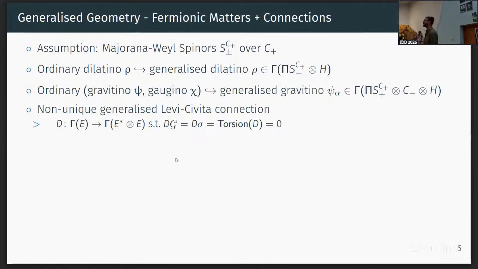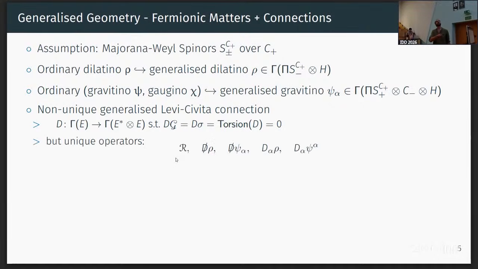And by a relatively straightforward counting argument, you can show that this actually does not uniquely determine your connection, which seems bad at first, right? Because if you don't have a unique way of writing down your connection, you're kind of screwed. But it turns out that you can define some unique operators. Among these operators are, first of all, the generalized Ricci scalar, the Dirac operator, and then the derivative along these minus directions. And funnily enough, it turns out that these unique operators are exactly the operators you need to write down supergravity.